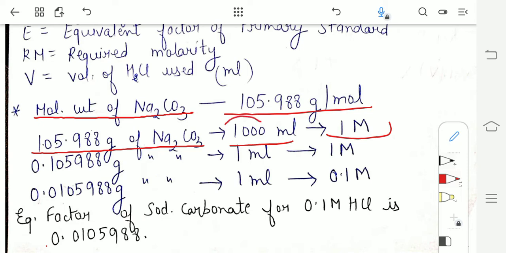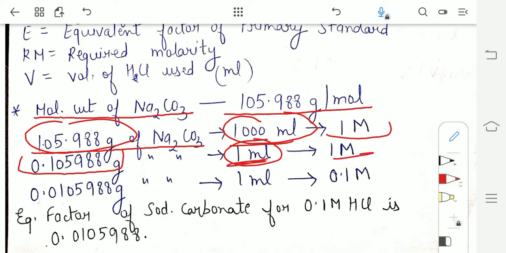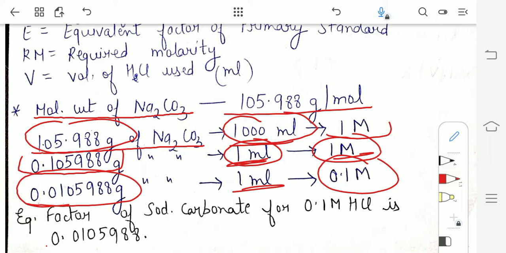So instead of 1000 ml, if we want a solution of just 1 ml, we will divide this by 1000. This much will be the amount of sodium carbonate in 1 ml of 1 M solution. Instead of 1 M solution, if we want 0.1 M solution, again we will divide this by 10. This will be the value for our sodium carbonate. This means that these many grams of sodium carbonate are present in 1 ml of 0.1 M solution.